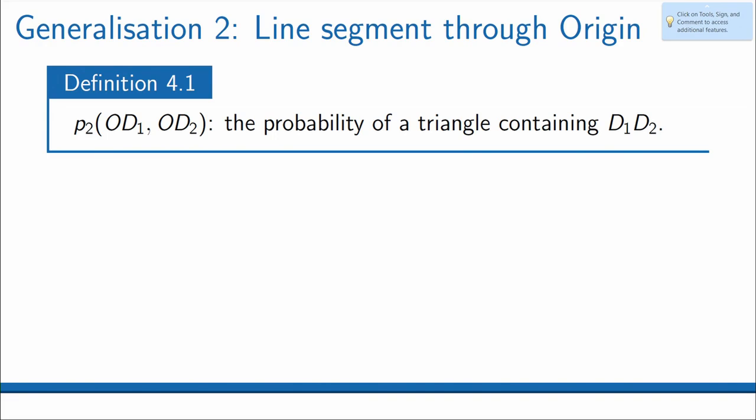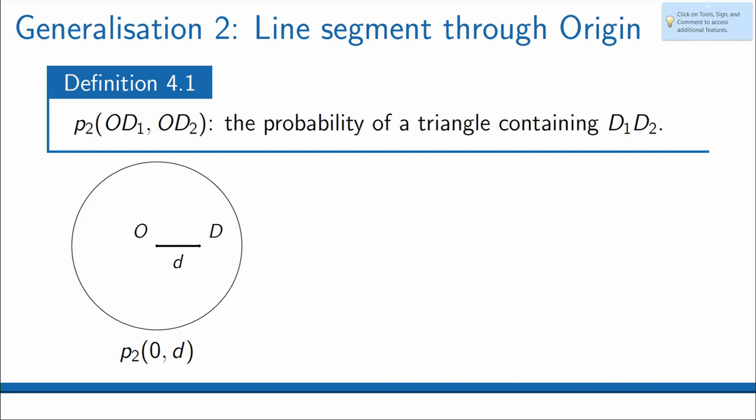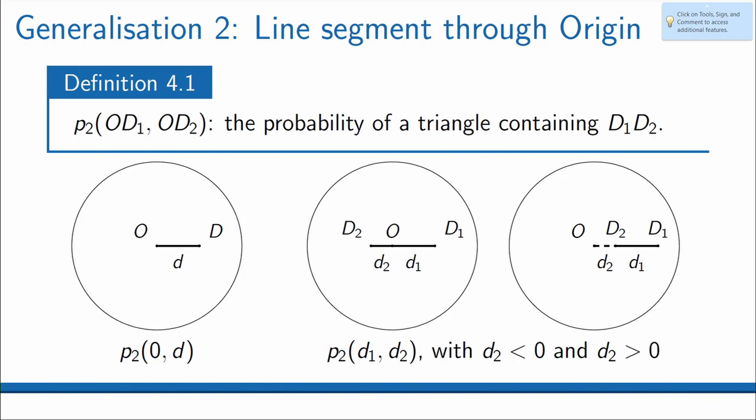So firstly, define a similar probability function P2, and then we'll consider 3 cases in this section. The first one is when the endpoints of the line segment are the center and an arbitrary point, and the other 2 cases are when the endpoints are arbitrary 2 points and the line segment passes through the origin. Due to the time limit, we'll only cover the first 2 cases.